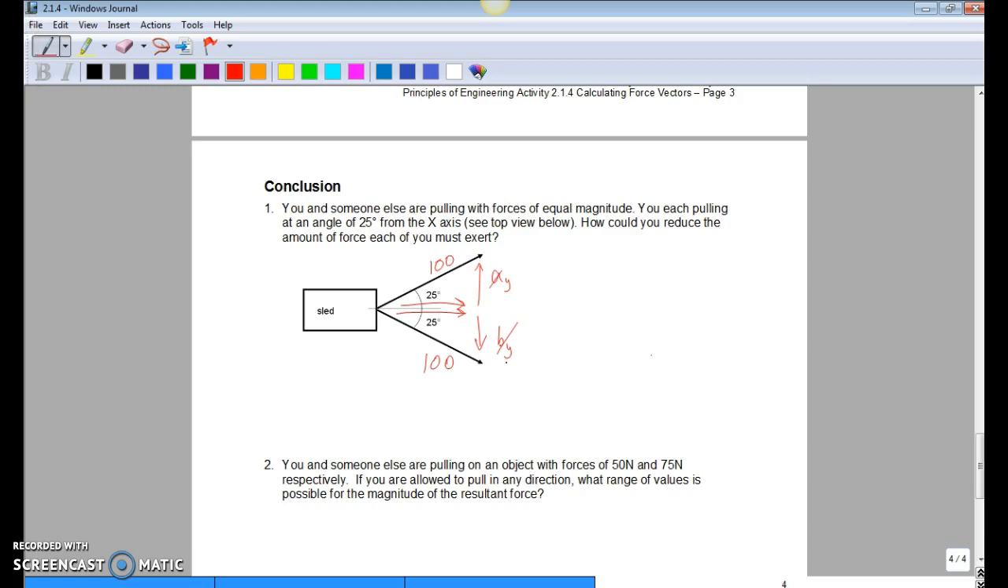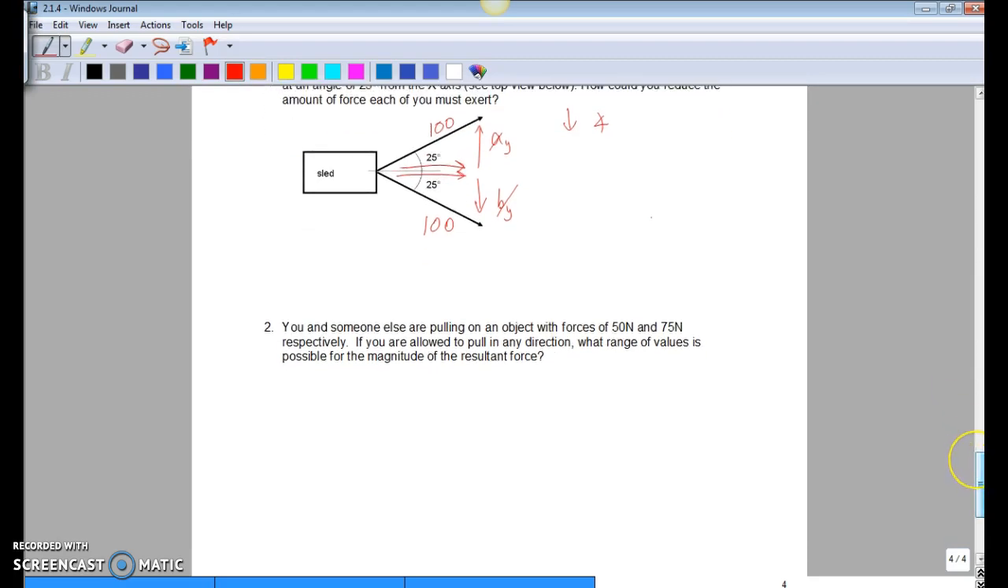So all of the effort that you're putting in, AY, BY, is going to nothing because they sum to 0. So how could you reduce the amount of force you each exert? Well, if you reduce the angle at which you are exerting this, more of your effort, more of the 100 pounds is going to go towards your x direction, which is where, in the end, you are looking to get that sled to move.